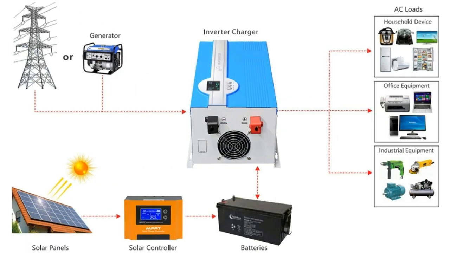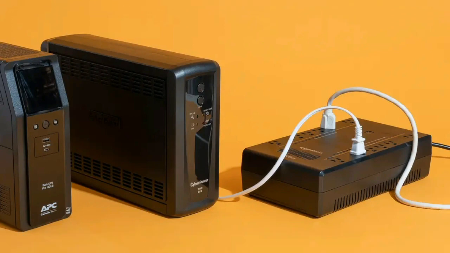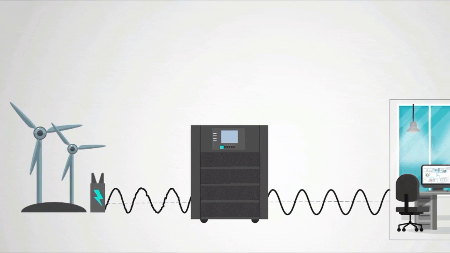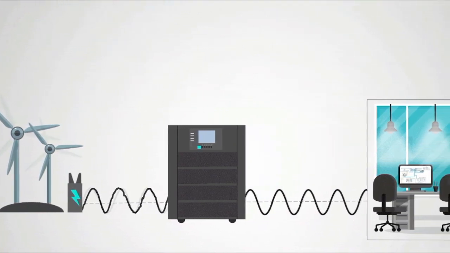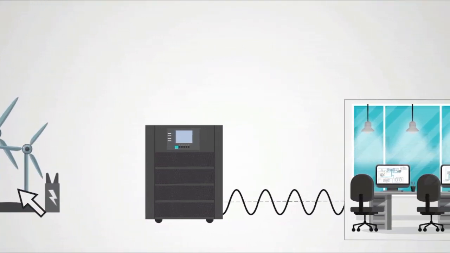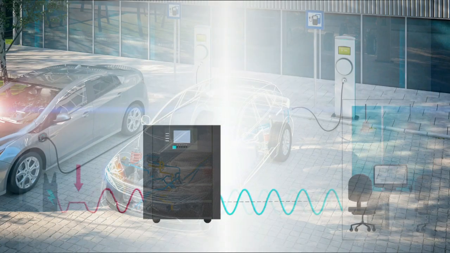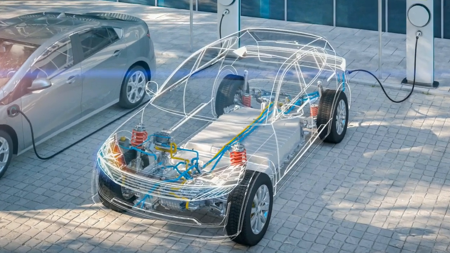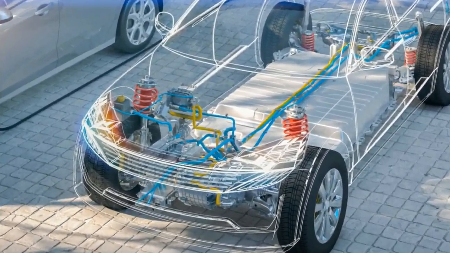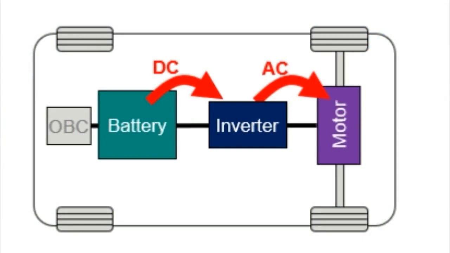Solar inverters convert the DC output of solar panels to AC for the grid or local loads. Uninterruptible power supplies, UPS, provide backup power in case of a power outage, using batteries or other sources of DC power and inverters to supply AC power to critical loads. Electric vehicles, EV, use electric motors and batteries to propel themselves. Inverters convert the DC power from the batteries to AC power for the motors.